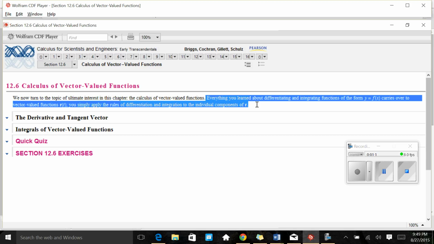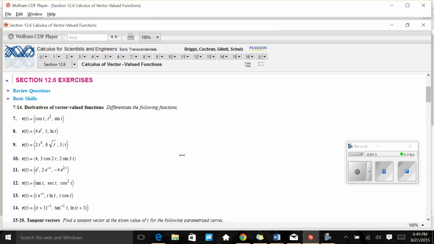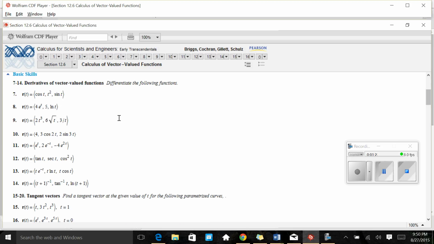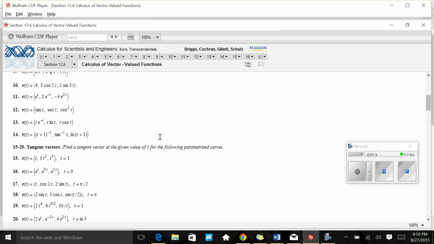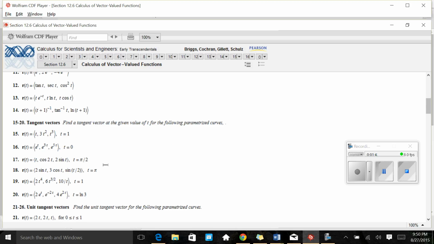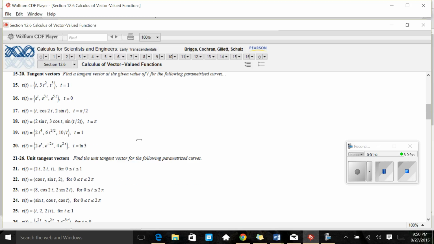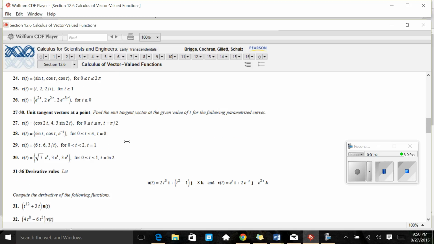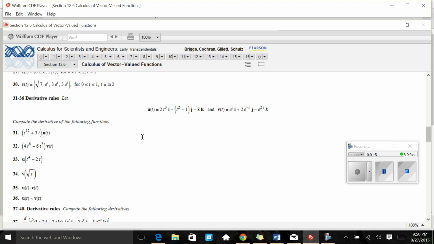So the majority of this section just breaks down to, see like questions 7 through 14 here, just derivative of vector-valued functions, just take the derivative of each one of the component functions separately. It's just like doing 2 or 3 Calc 1 problems in one problem. Pretty similar for finding tangent vectors. You know how to find slope. There's a little bit of thinking to do there, but not too much. There's some examples in here you can look at for exactly how to go about doing that.